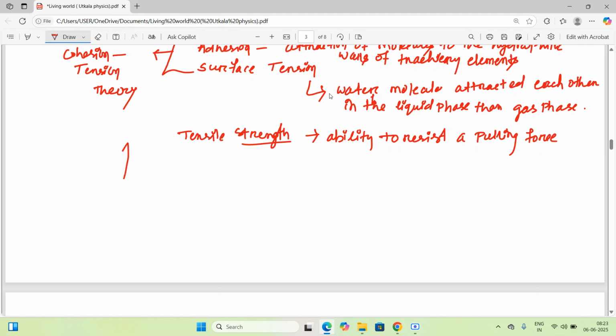Water is moving upward, na? Then the downward force will act here also. Then the tensile strength will act to resist the downward or pulling force. So then water will move in only one direction, that is the upward direction. Okay.